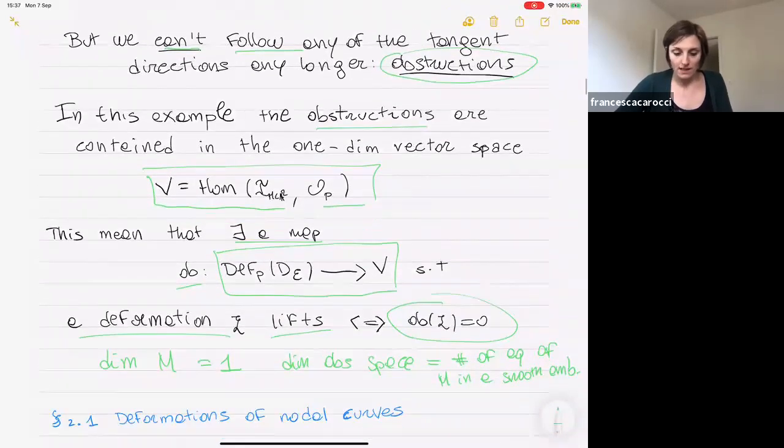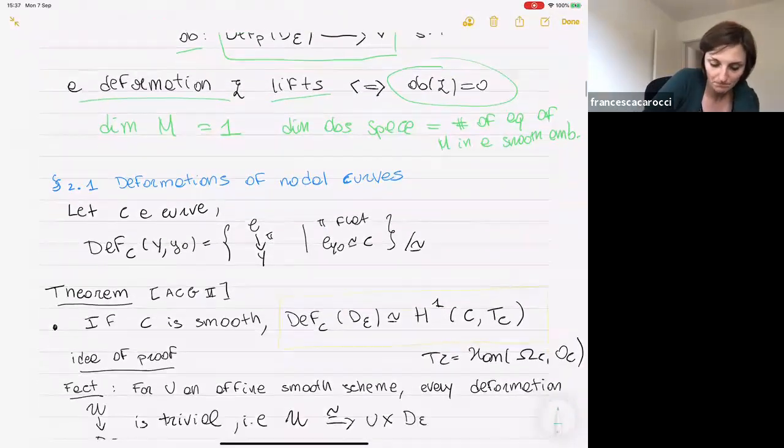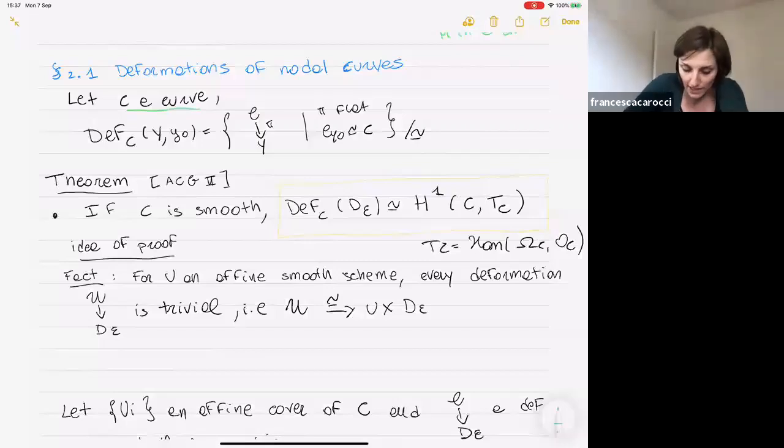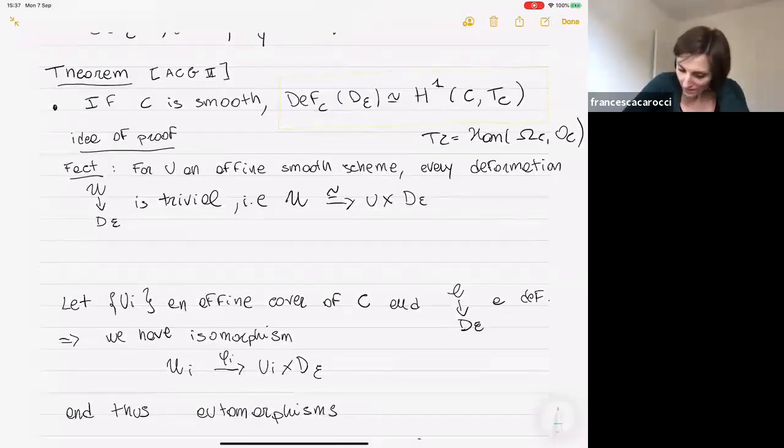So, first of all, let's have a look at the deformation of a curve. So C is a curve, and we're looking at flat families over a fat point. And this is a classical theorem. You can find all of the details of the proof in either the book Deformation Theory by Hartshorne, or Deformations of Algebraic Schemes by Sernesi, or the Arbarello-Cornalba-Griffiths books on curves.